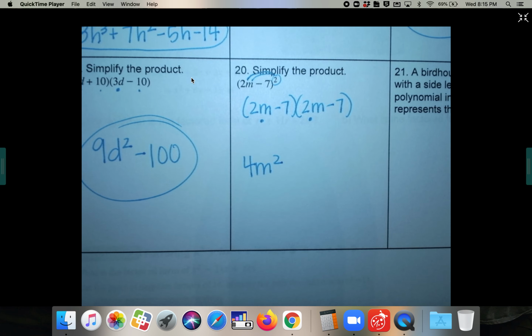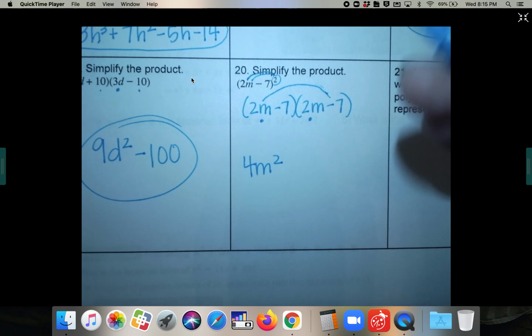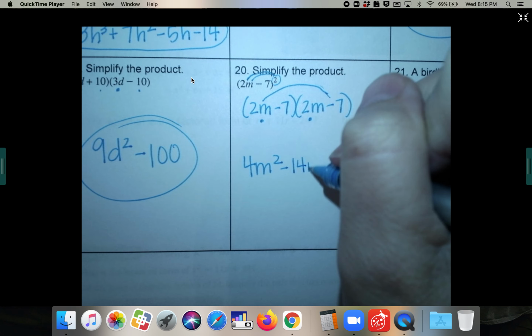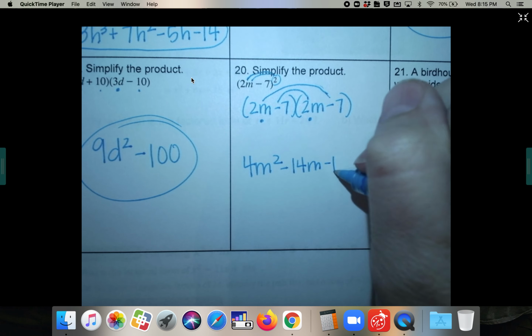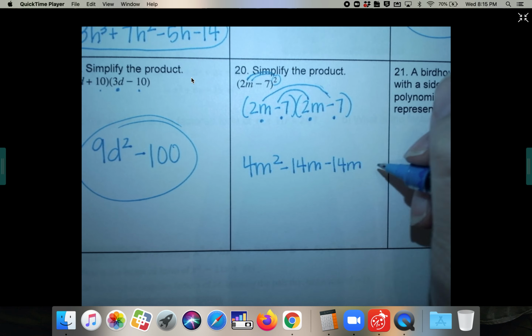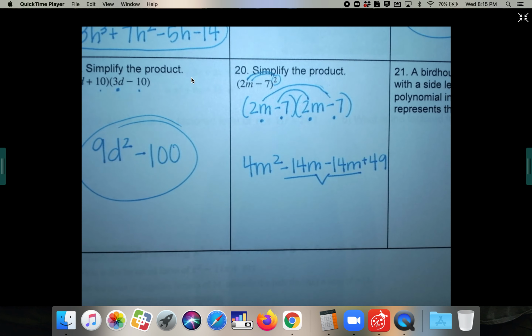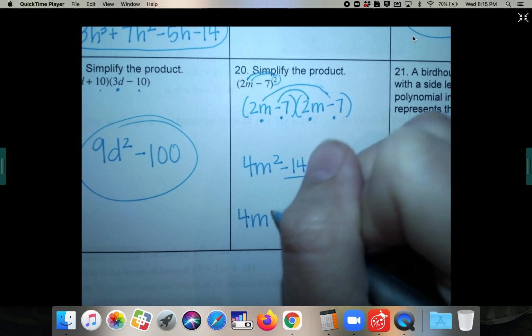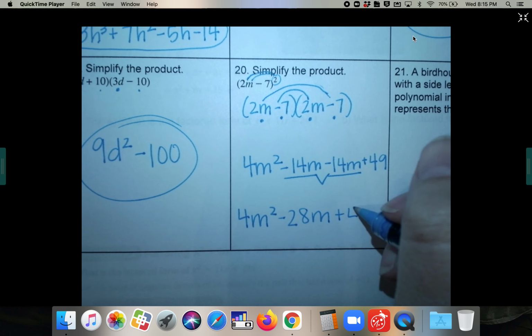I hope so. Okay, so then outsides are 2m times negative 7, which is minus 14m. Insides are negative 7 times 2m, which is negative 14m again. And then lasts are negative 7 times negative 7, which is positive 49. Remember that when you FOIL, the O and the I are like terms, so combine those. And the final answer should be 4m squared minus 28m plus 49.